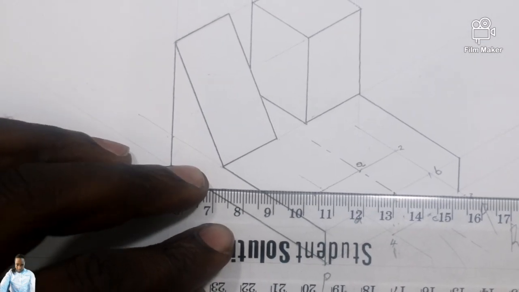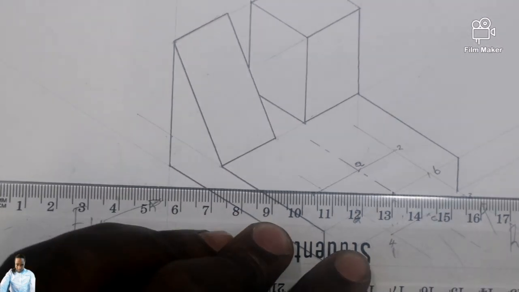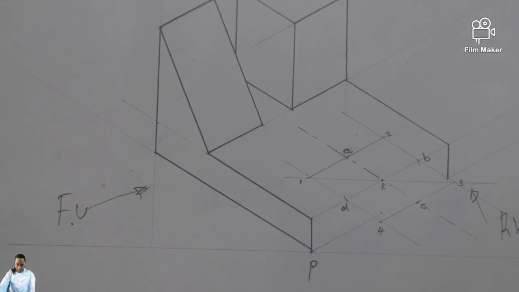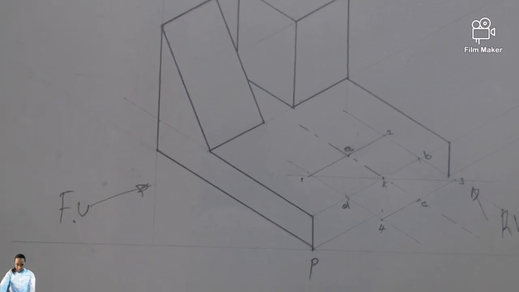And when you're joining them, this line of yours is supposed to pass point R. You see, it's passing point R, and you draw them faint. It's supposed to be faint.